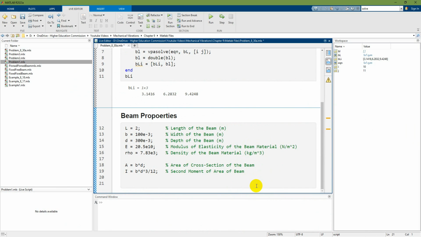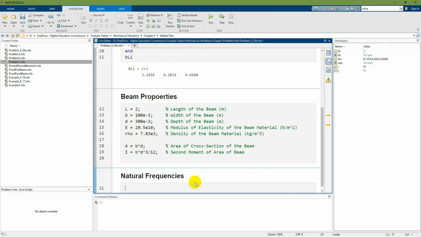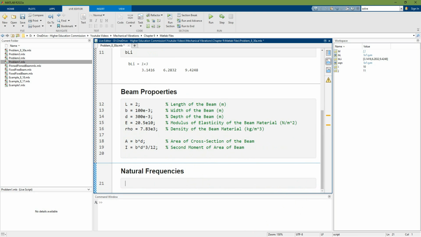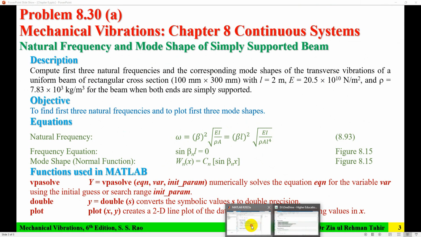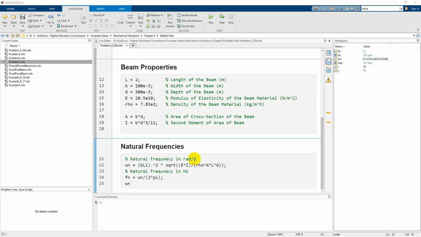So next I need to find natural frequencies. So the natural frequencies, that is the next heading. And for natural frequency, the formula is omega n is equal to beta L squared into square root of EI over rho A L raised to 4. So the natural frequency in radian per second, that is omega n.